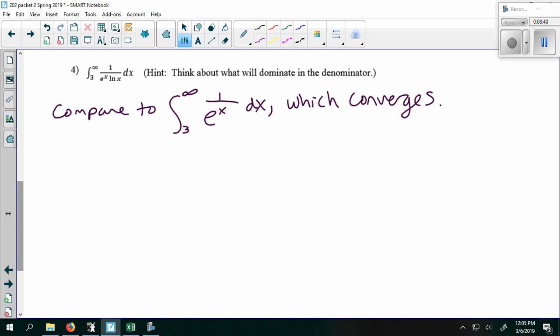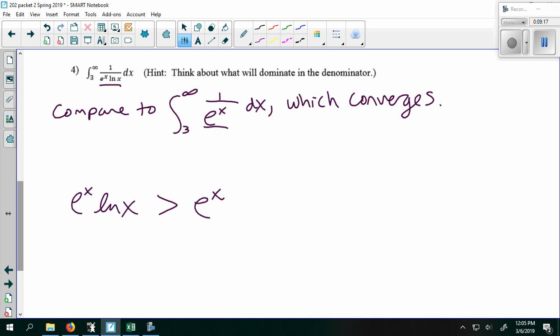So I'm going to compare e to the x ln x, the denominator of my integrand, to just e to the x, the denominator of the comparison integrand. My x's are between 3 and infinity, those are the bounds of integration. So e to the x times a positive number that's bigger than 1 should yield a result that's bigger than e to the x. So when x is larger than e, ln of x is a number bigger than 1.